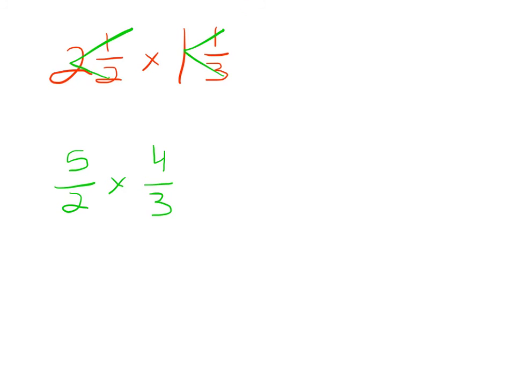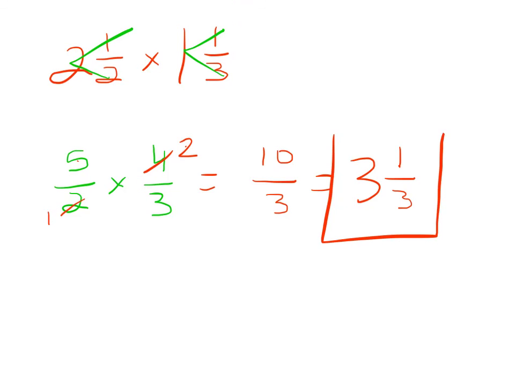Now again, I can try to look diagonally, and we can reduce there. 2 over 1. So 5 times 2 is 10. 1 times 3 is 3. 3 goes into 10 3 times. 3 times 3 is 9. 10 minus 9 is 1. And 3 is the denominator.